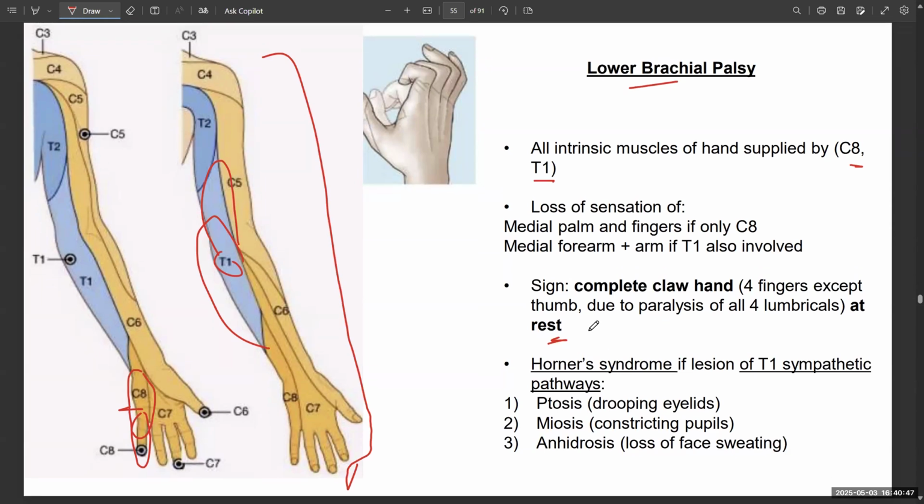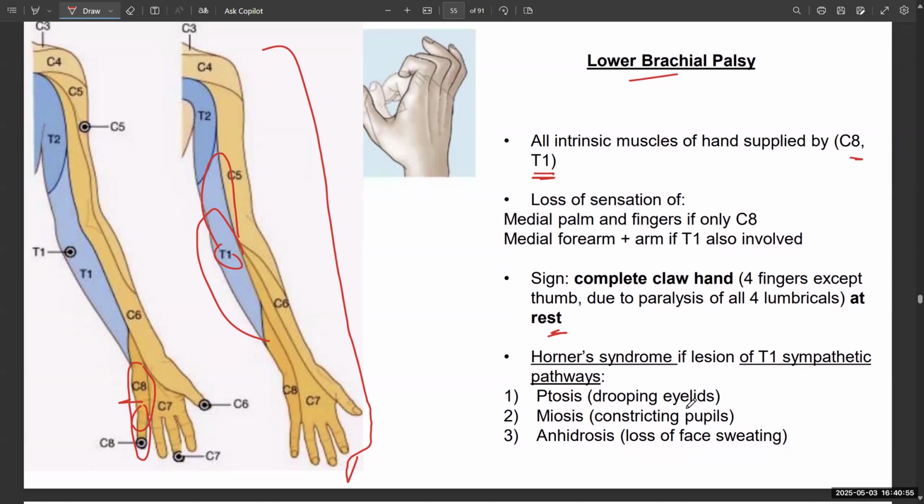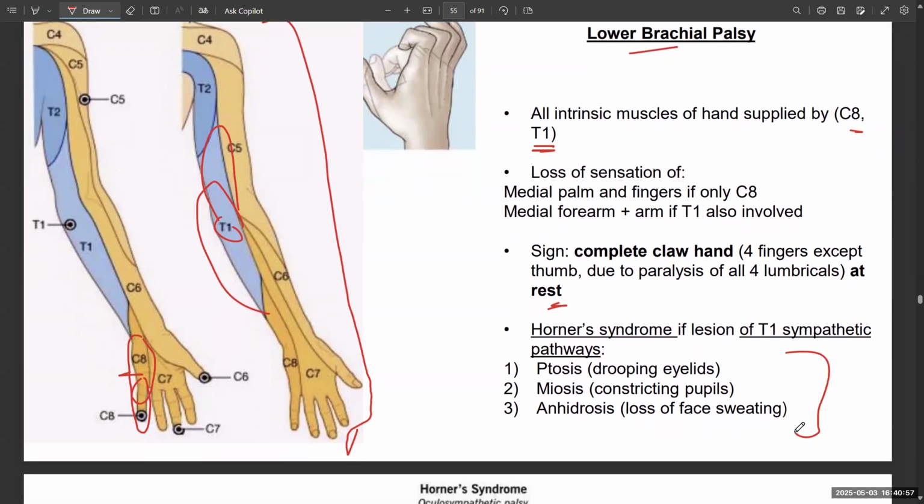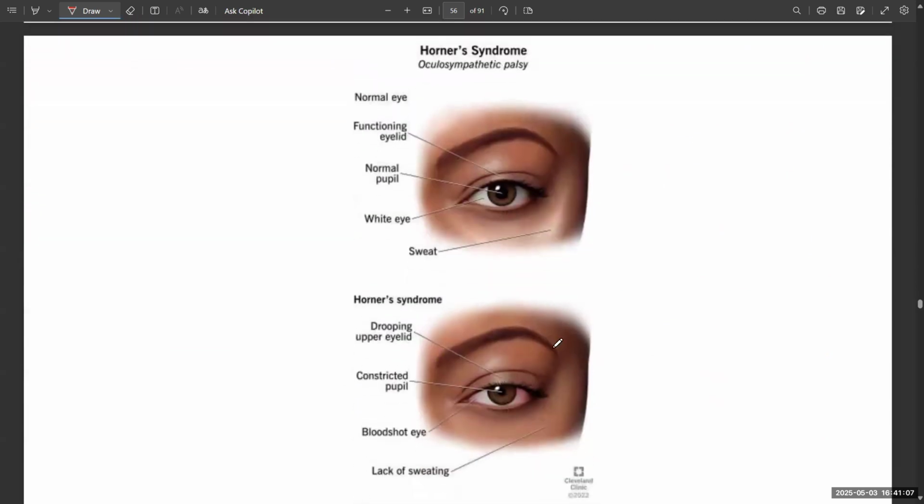And if T1 is involved, you're going to have Horner syndrome from the T1 sympathetic pathways. That is going to have 3 major signs. You have ptosis, which is drooping eyelids. You have miosis, which is constricting pupils. And you have anhidrosis, which is loss of face sweating. This is Horner syndrome. We can see here that the upper eyelid is going down, it's drooping. We have the pupil, which is sort of constricted, it's pinpoint. And then the eye is bloodshot and there is lack of sweating. There's no sweating on the face anywhere.